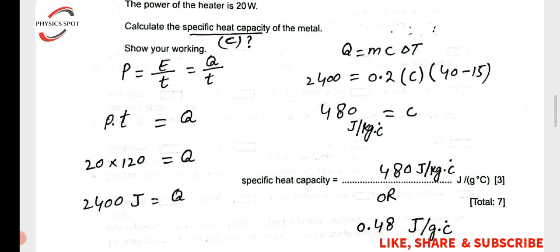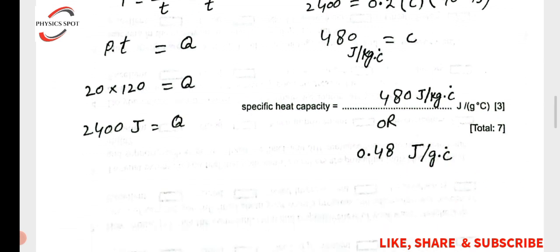So Q is 2400, m is 0.2 as mass was 200 gram. 200 gram means we have to convert it. So the value of the specific heat capacity is 480 joule per kg per degree Celsius. If we convert it to joule per gram per degree Celsius, then the answer will be 0.48 joule per gram per degree Celsius, as we have to divide by 1000. Okay.